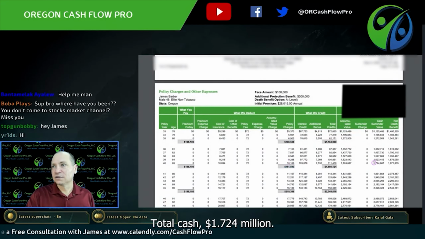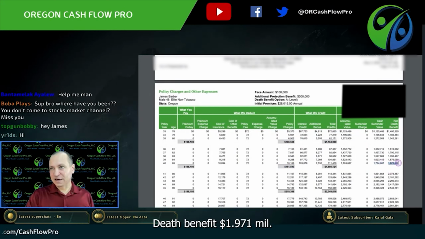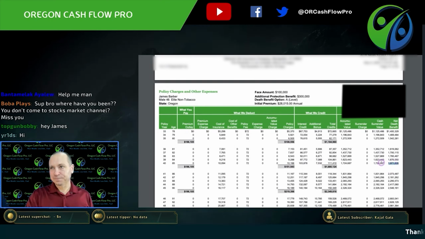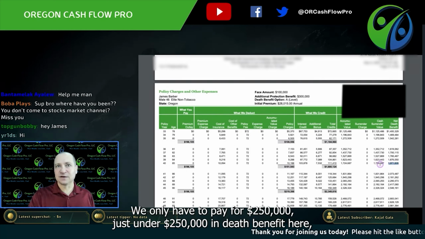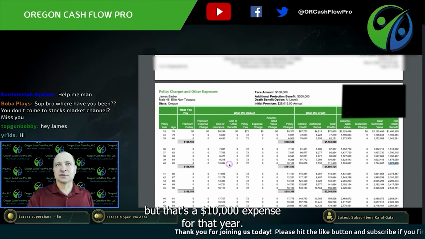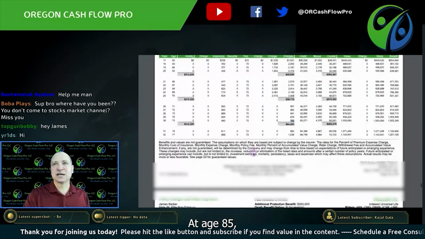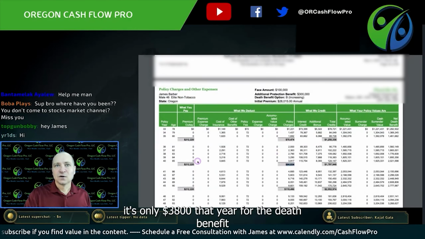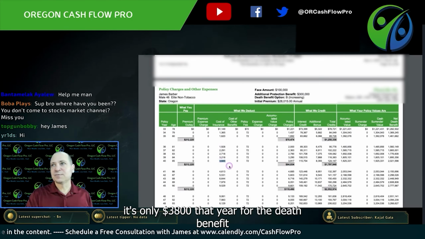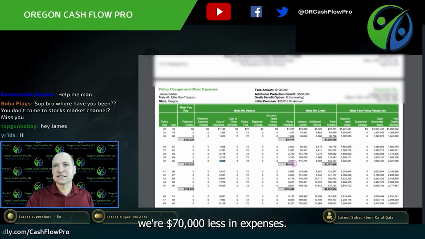Total cash, $1.724 million. Death benefit, $1,971,000. We only have to pay for just under $250,000 in death benefit here. But that's a $10,000 expense for that year. Where are we at on a guideline premium test? By age 85, we're at $84,000 in expenses. It's only $3,800 that year for the death benefit, compared to $10,000 in the other design. We're $70,000 less in expenses.